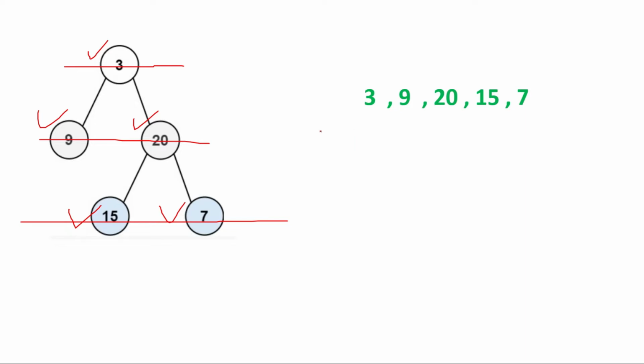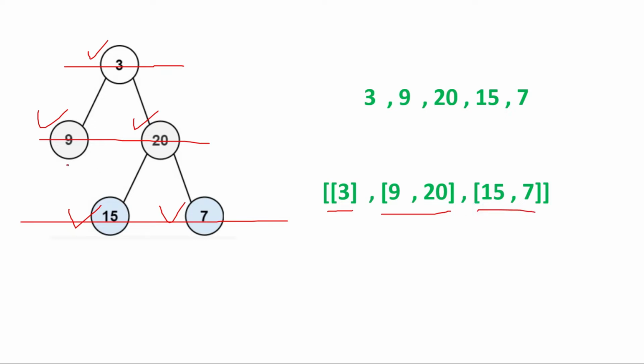Now the question can come in a different way. The result they want is, for every level, what elements are present, so print it in a 2D format. So you will be expected to generate the output like this. In the first level only 3 is there, and in the second level 9 and 20, then another level 15 and 7. Suppose we have another element here called 6, then 6 will be here before this.